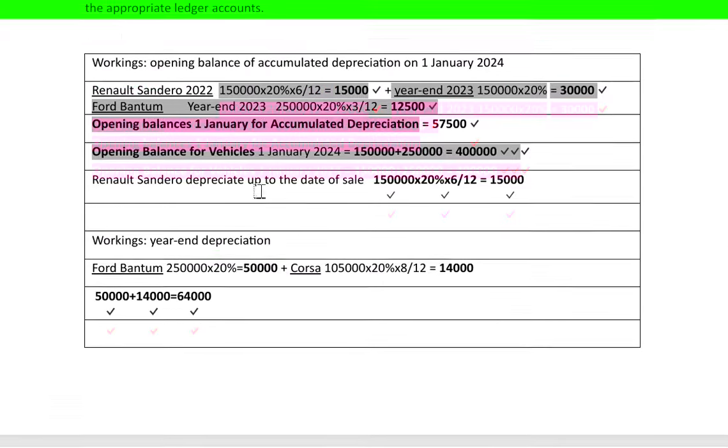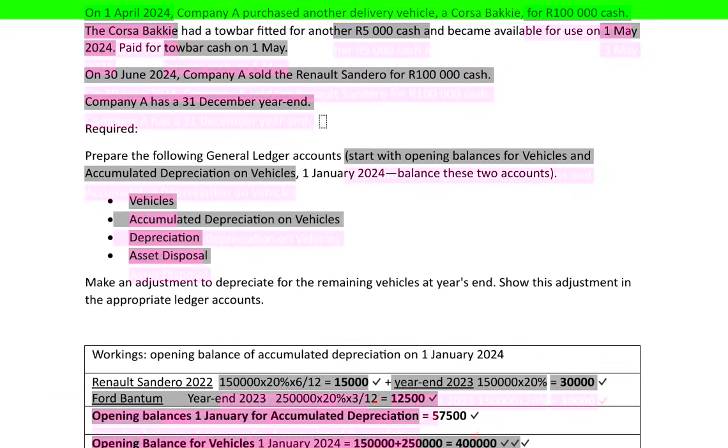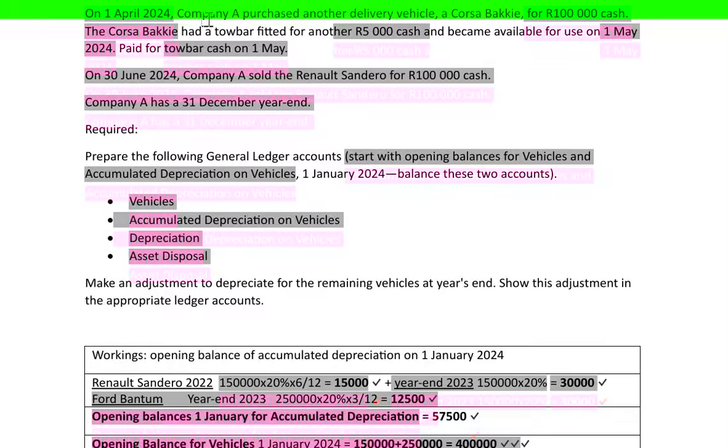So now what we've done is we've gone and recorded on the 1st of April, the Bakkie was bought for cash, and then it had a tow bar fitted, and then they give us some information. It's available for use from the 1st of May. Now we get into the asset disposal. On the 30th of June 2024, Company A sold the Renault Sandero for 100,000 Rand cash.